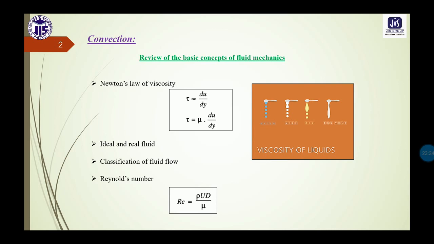Next, what is ideal and real fluid? These things we have discussed. Next, different classifications of fluid flow we have discussed, and how to differentiate between the laminar and turbulent flow based on the Reynolds number and its critical value in case of a pipe or a free surface or a flat surface, those values we have discussed in brief till now. Let us move to the next page.